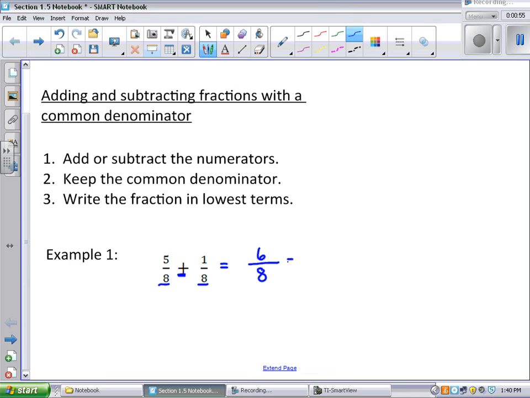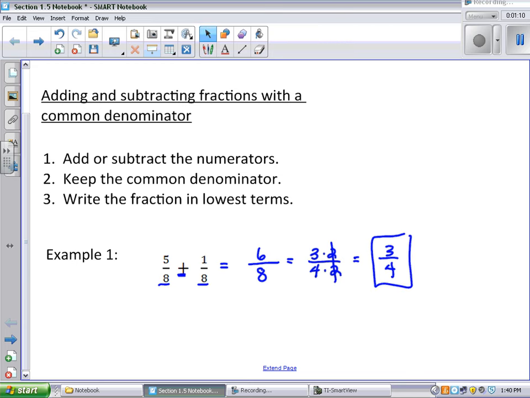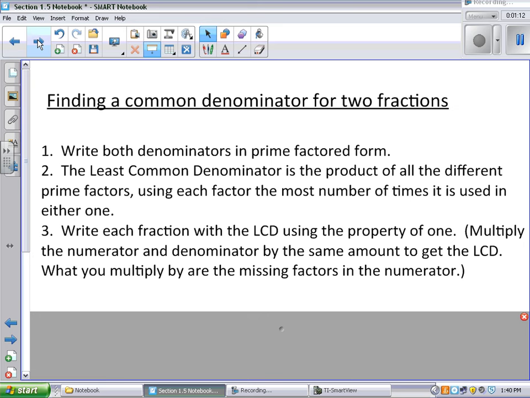6 over 8, 6 is 3 times 2, 8 is 4 times 2. We have a common factor of 2. So in reduced form, our answer is 3/4. Now we're going to go to the next page and do some examples without a common denominator.